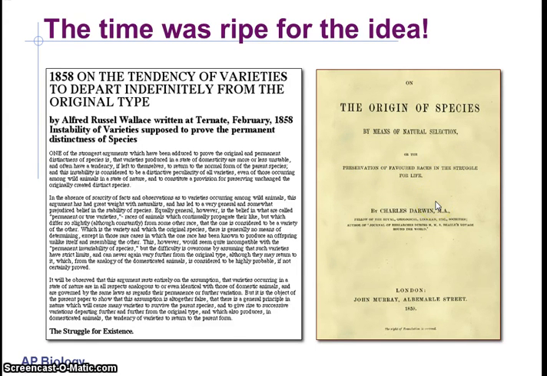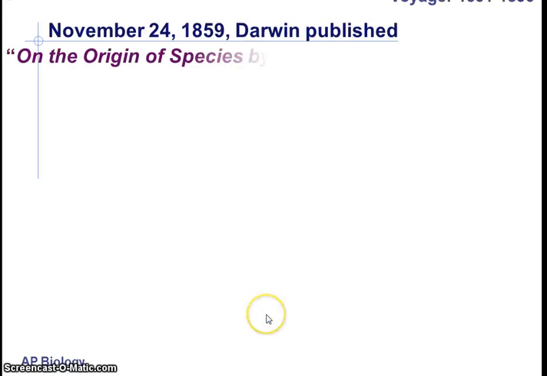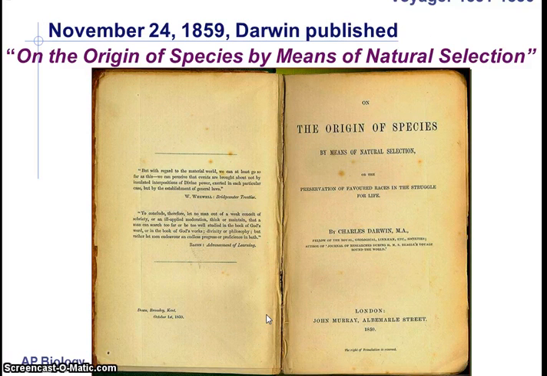Well, Darwin didn't want Wallace to get all the credit. So, as he wrote to him, your words have come true with a vengeance. I never saw a more striking coincidence. So all my originality, whatever it may amount to, will be smashed. And so on November 24th, 1859, Darwin published On the Origin of Species by Means of Natural Selection.